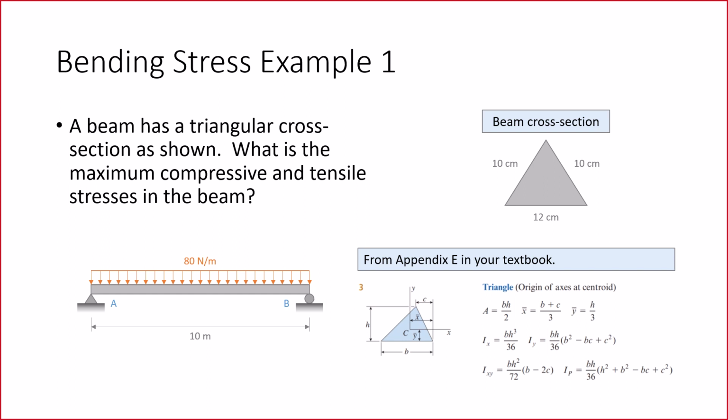Now, in order to reduce the page flipping and whatnot, because I know every single person in here brought their mechanics and materials textbook with them, right? This is a favor to those of you that I know brought it. I decided to snip this out of Appendix C of your textbook. This is the section properties for a triangle. So, for example, Y bar, we know Y bar is H over 3. We should all be pretty familiar with that by now from our centroid discussion in statics. So, what we're going to do is determine the flexural stresses in this beam. And I really like this problem because it ties everything together that we've been doing for the past couple lectures.